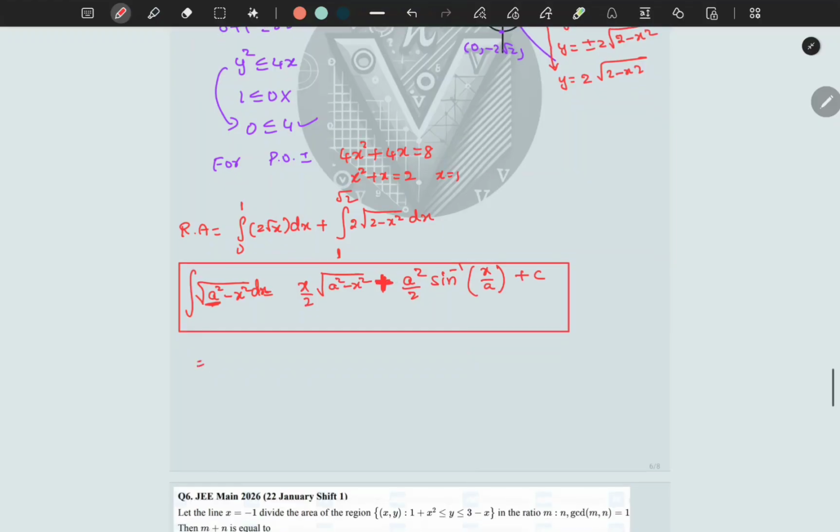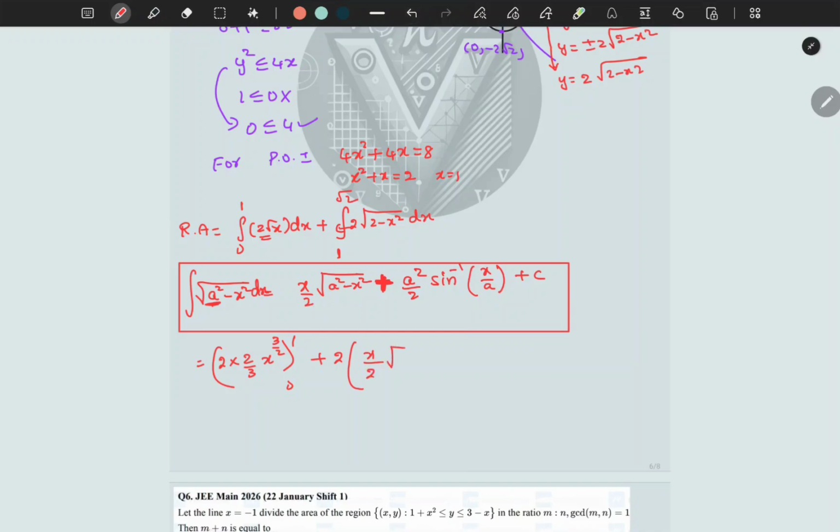Anyways, the required area should be, now integral 2 root x should be 2 times 2 by 3 times x power 3 by 2. Limits are from 0 to 1. Now we can take this 2 outside and we can apply the formula. It should be x by 2, I'm sorry.